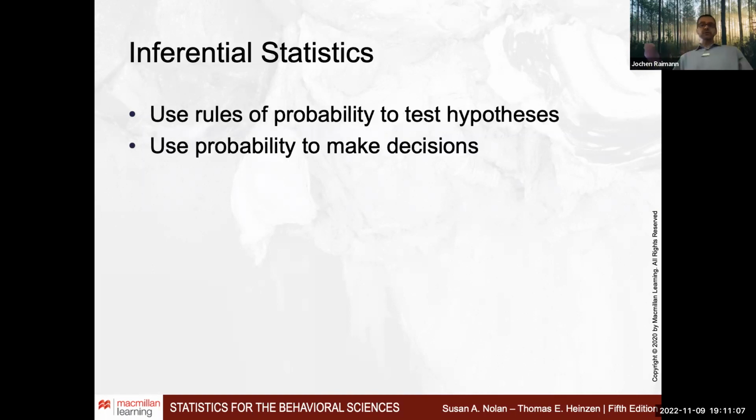Inferential statistics now uses the rules of probability to test hypotheses, and to basically test the probability of a hypothesis being true or not true. So the p-value that we're calculating, calculating the Z score and reading the corresponding p-value, is the probability of the null hypothesis being true. And if this probability is smaller than 5%, we reject the null hypothesis and accept the alternative hypothesis. So you use these rules of probability to make a binary decision of whether the null hypothesis is true or not.